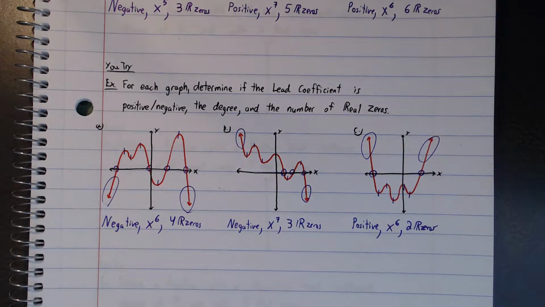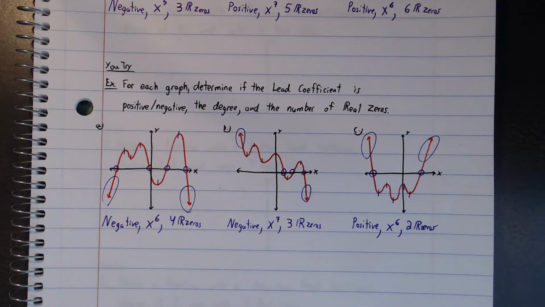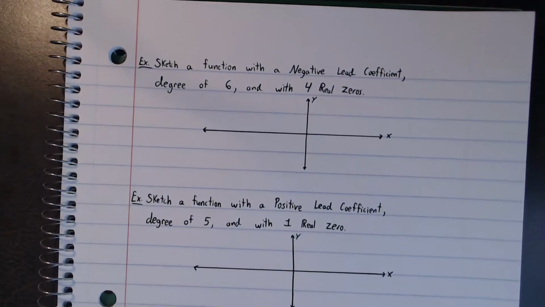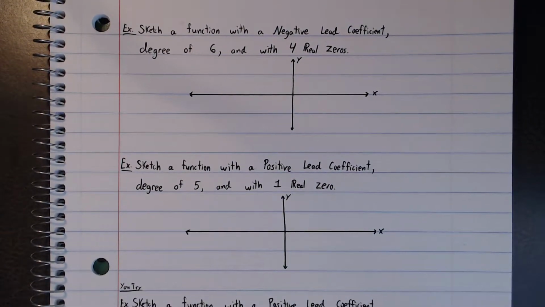I'm hoping that you did well with those. Graphing polynomials is pretty easy. We're going to now go in reverse. Right here they gave us a function we had to identify. And what your task will be now is it will give you specifications and you will need to graph.